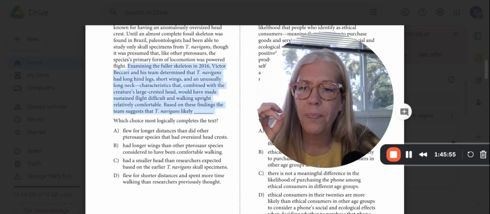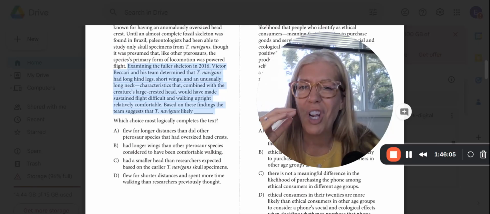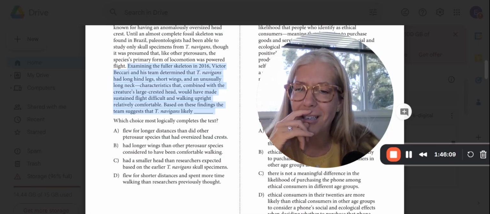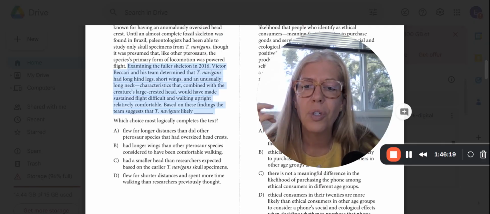I don't know. We'll keep it. C, had a smaller head than the researchers expected based on the earlier T. navigans skull specimens. So we're changing? No, we can't do that. We can't change their findings. And D, flew for shorter distances and spent more time walking than researchers previously thought.